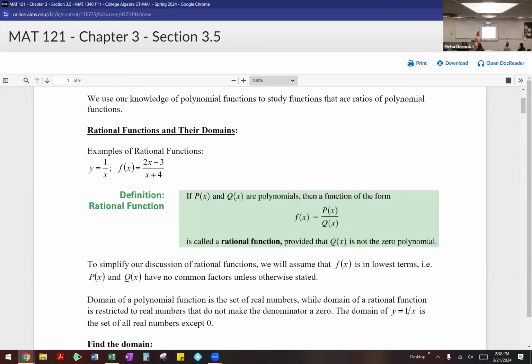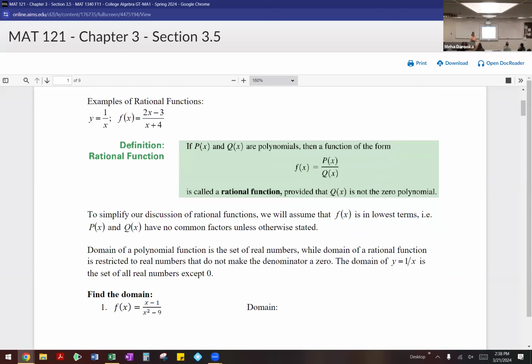Again, division by 0 is undefined. That is going to work out with rational functions also. So you do not want to have any number in your domain which will make the denominator a 0. So we will need to discard those. So remember, again, both numerator and denominator can be polynomials, provided that the denominator function is not a 0 polynomial, which means it won't be equal to 0.